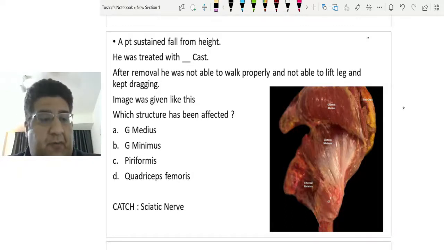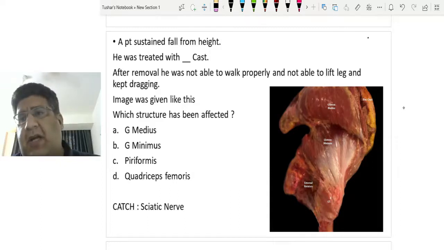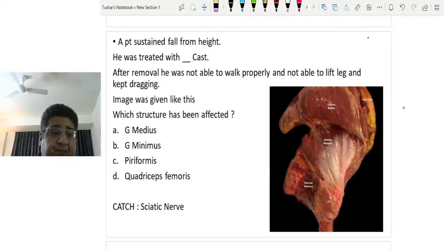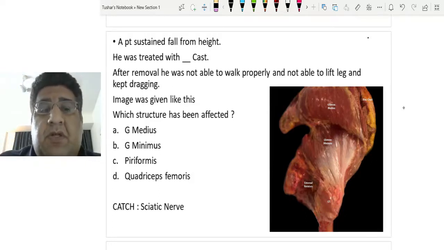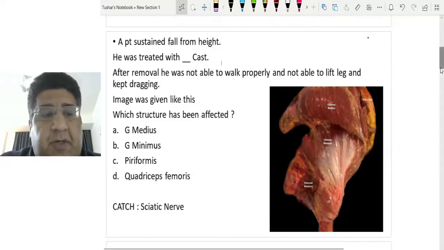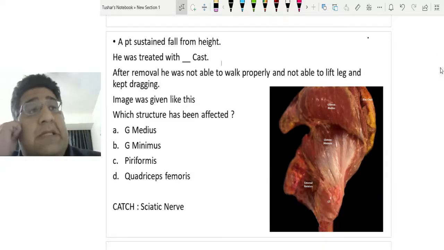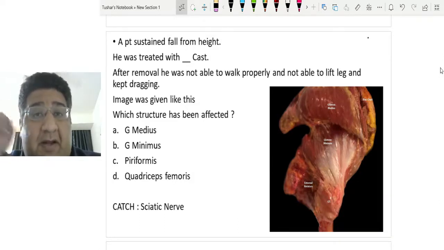Before I move further, there's a lot of hue and cry going on. I encountered a couple of memes also about the orthopedic questions that came in this exam. First thing I want to clarify: yes, the contribution by the subject in the number of questions is definitely high. There is no question about it. But the difficulty level was not that much. You will find that in the next 20-25 minutes from now.